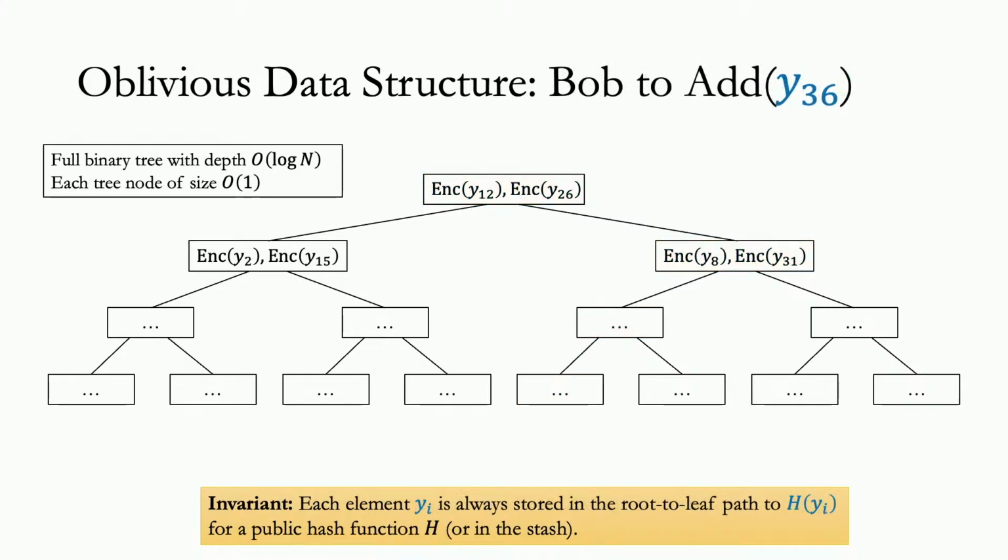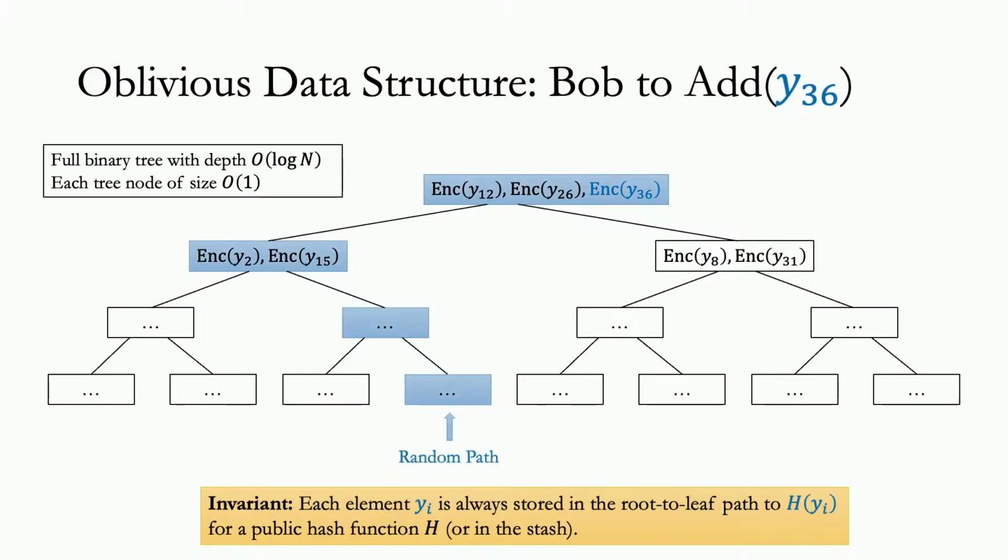Now the remaining question is, how can Bob add a new element to the database? For example, to add a new element, y36, he's going to first put it in the root of the tree, and then he's going to pick a completely random path. If you're familiar with Path ORAM, this is the eviction path. Then he's going to consider all these elements and push the elements down the path as much as possible. For example, this is y15.